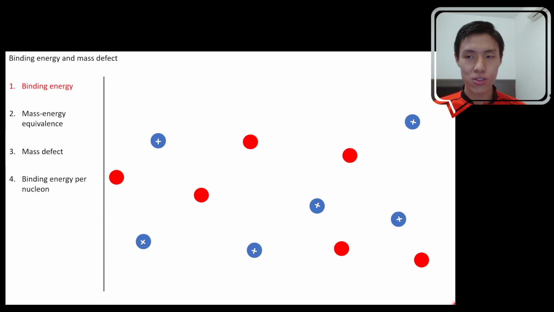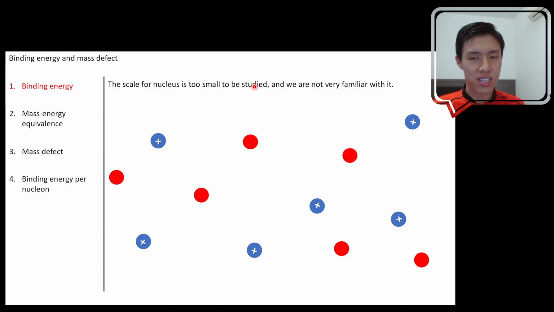To study the formation of nucleus, the scale for nucleus is actually too small to be studied. So it's actually something that we are not really familiar with. If I want to understand the formation of nucleus by explaining how protons and neutrons come together, it might be a bit unfamiliar to you, everything around here.